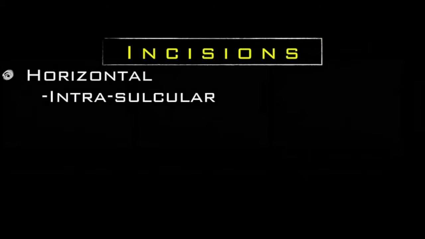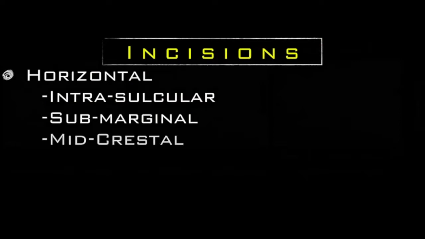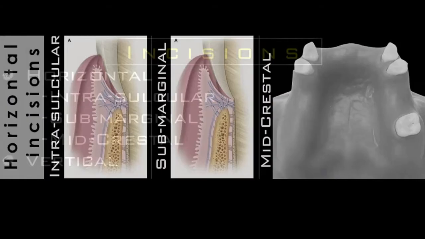Let's look at incisions. We have 2 main incisions that we have to talk about. The first one is the horizontal incision. And in the horizontal incision, we have 3 variances. The first one is intrasulcular. The second one is soft marginal. And the third one is a mid-crestal incision. From there on, the second category belongs to the vertical incisions. So let's review the horizontal incisions first.